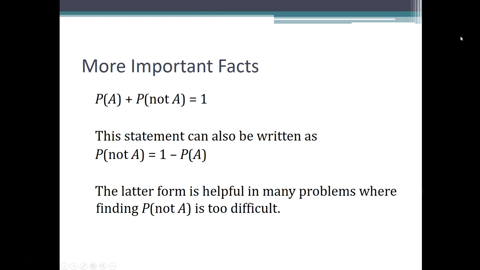Okay. More important facts. Probability of something happening plus probability of something not happening equals 1. In that statement, with a little algebra, you can rewrite it and say probability of something not happening is 1 minus the probability of it happening, which can be very helpful in the near future with problems where figuring out the probability of something not happening might be too difficult. It might be easier to find the probability of it happening and then do the subtraction. Just to give you a heads up.